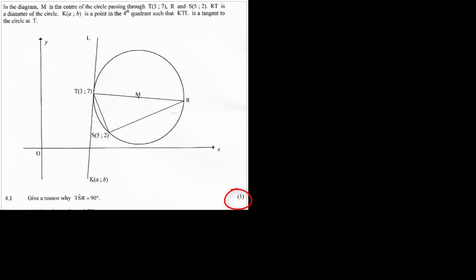Question 4.1. For 1 mark, give a reason why angle TSK is 90 degrees. Simple. TMR runs through the center of the circle. It is the diameter. The diameter subtends an angle of 90.